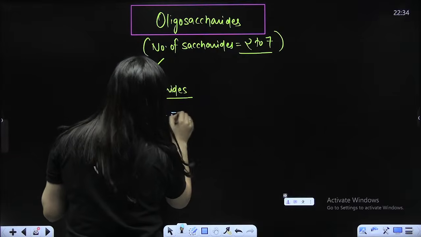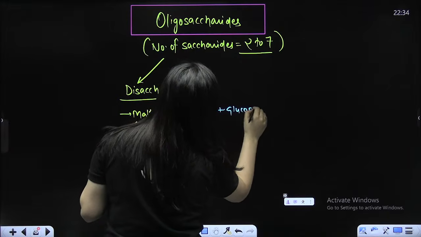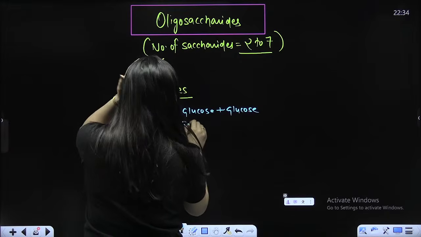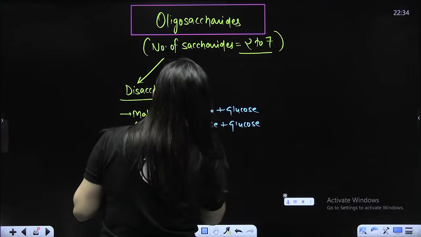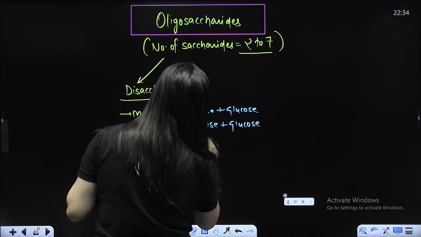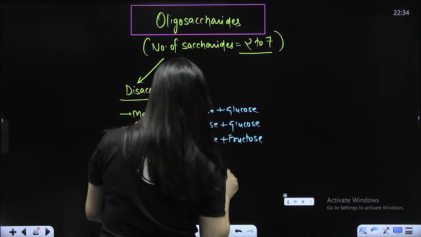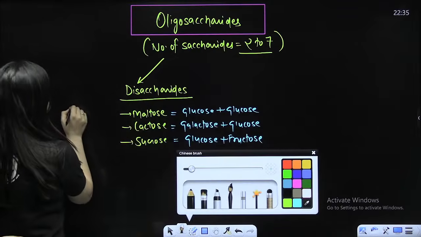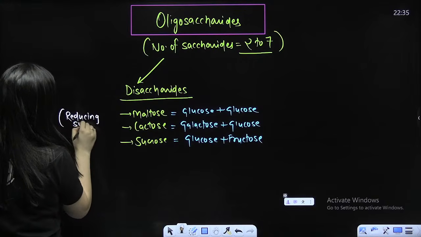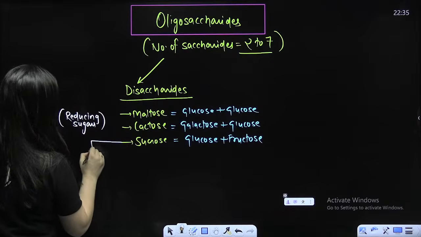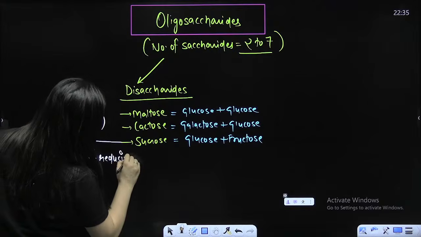If I talk about maltose, it will be glucose plus glucose. When two glucose join to each other, that will be maltose. When there is the joining of galactose plus glucose, that is lactose, it is also the milk sugar. And when there is glucose plus fructose, then it is sucrose. So maltose and lactose, they both are reducing sugars. And sucrose is non-reducing. Sucrose is a non-reducing sugar.